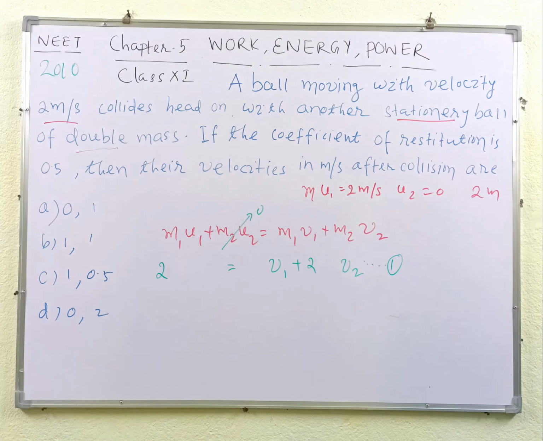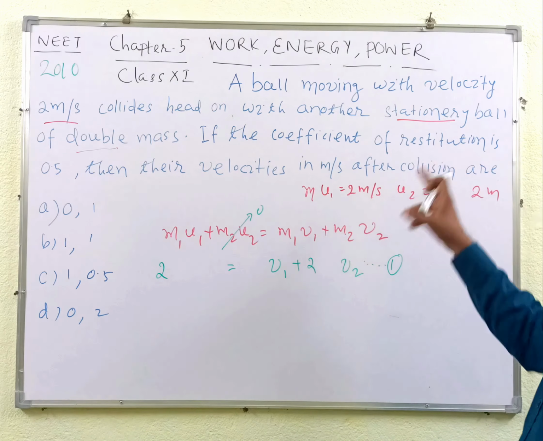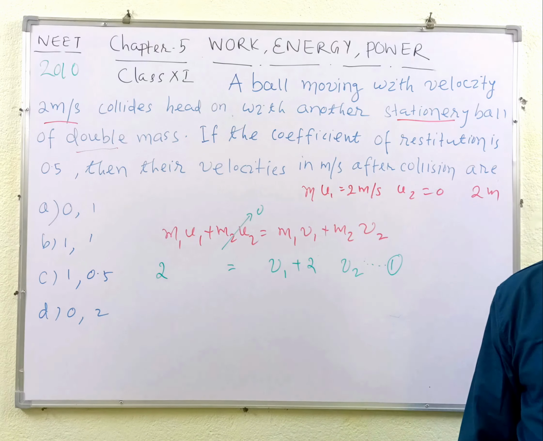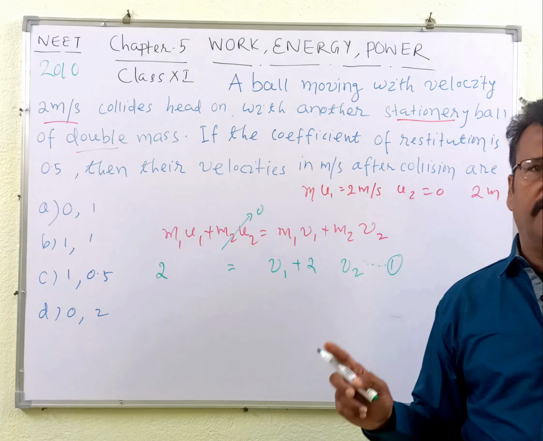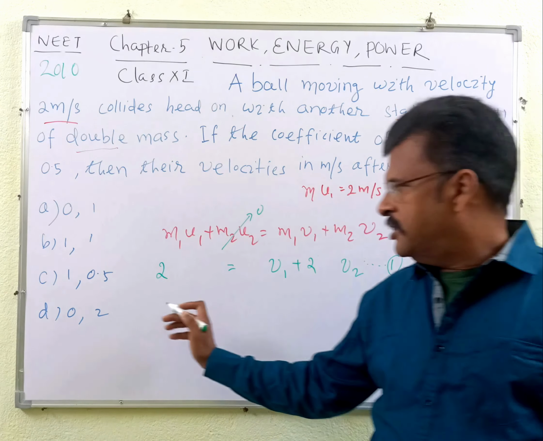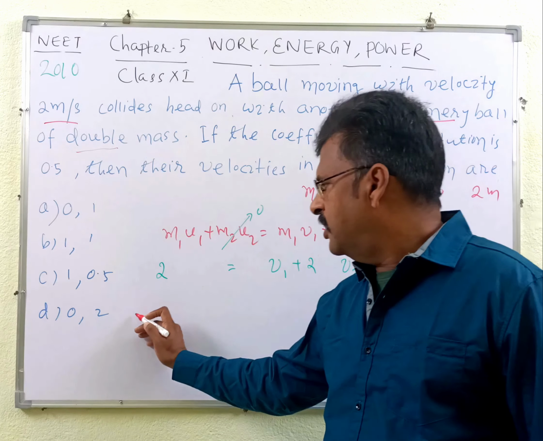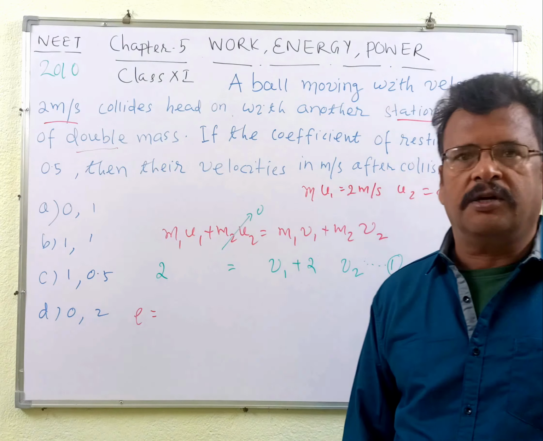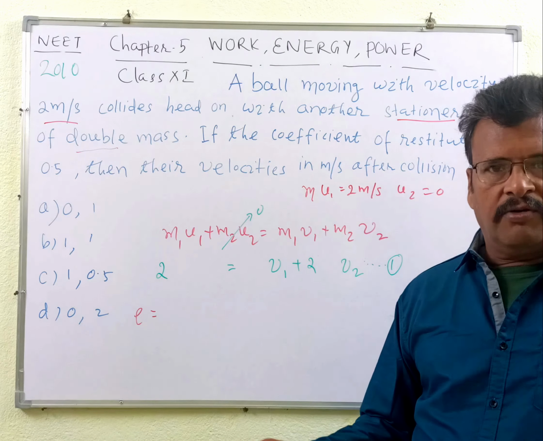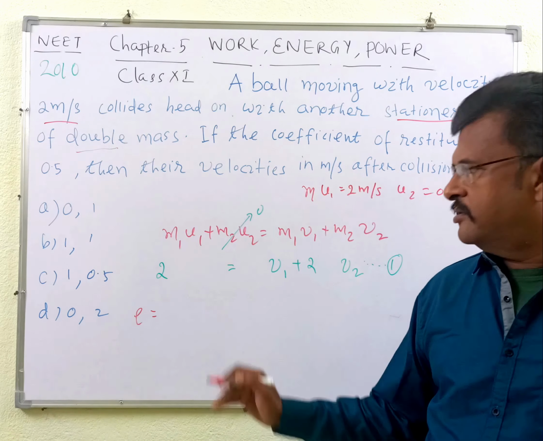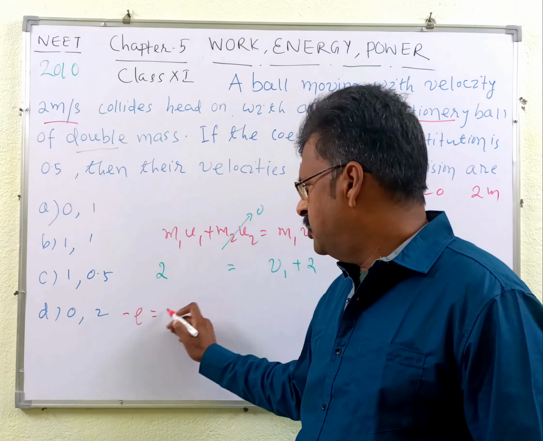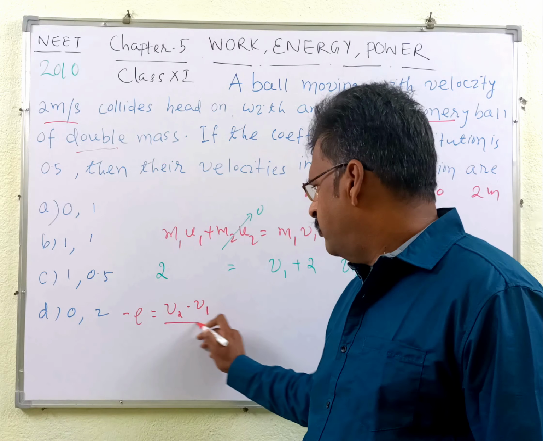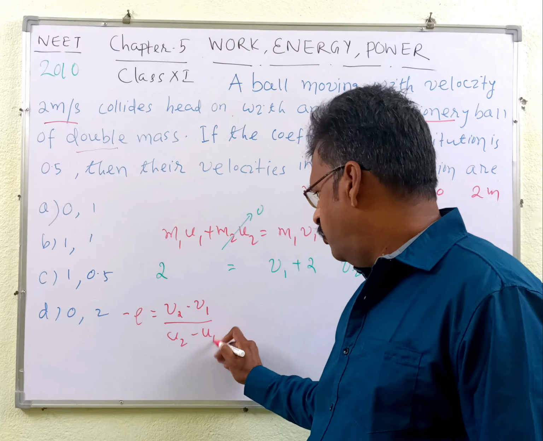Then the coefficient of restitution is given 0.5. What is the coefficient of restitution? The coefficient of restitution or the coefficient of resilience is denoted as e, and this is the ratio of the relative velocities of the bodies after the collision and before the collision. So e is equal to minus (v2 minus v1) by (u2 minus u1).